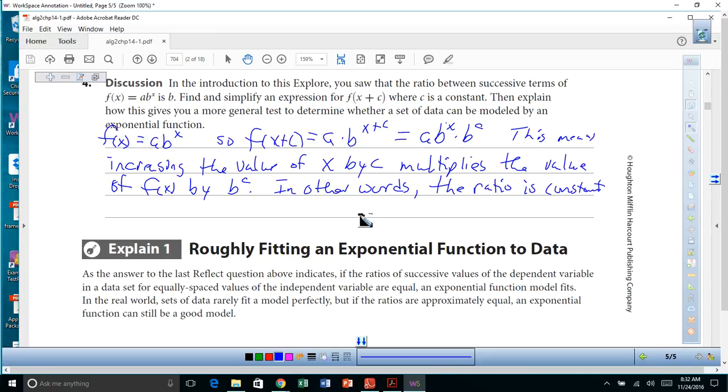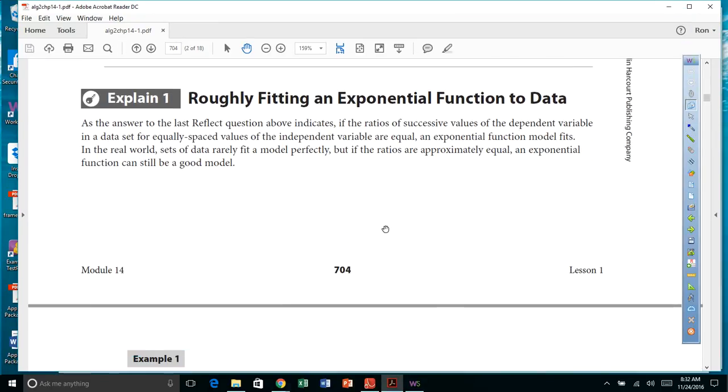So if the x values in a set of data differ by any constant amount, and the ratio of function values at those x values is constant, then an exponential model is appropriate. So what I'm trying to say is, if you can multiply something by the same something, then you have an exponential function. Roughly fitting an exponential function to data. As the answer to the last reflect question above indicates, if the ratios of successive values of the dependent variable in a data set for equally spaced values of the independent variable are equal, an exponential function model fits. In the real world, sets of data rarely fit a model perfectly. But if the ratios are approximately equal, an exponential function can still be a good model.